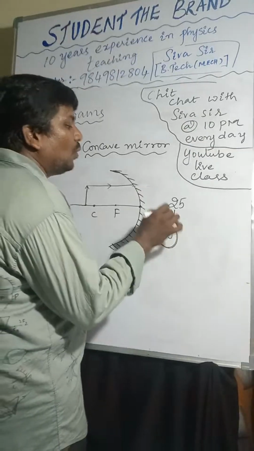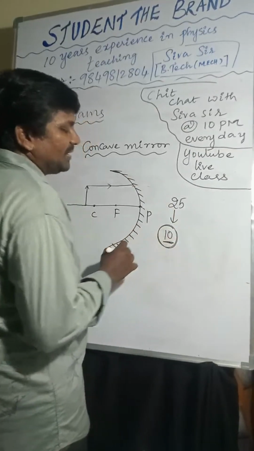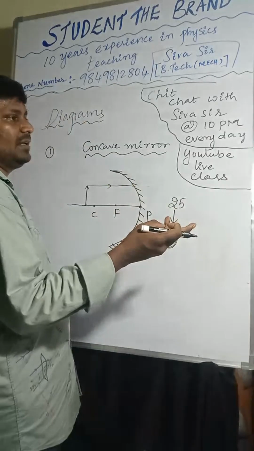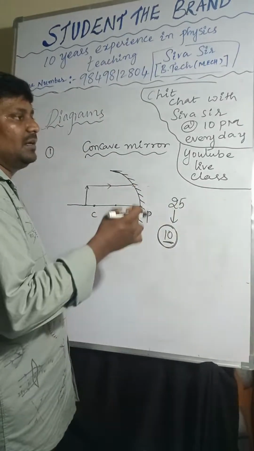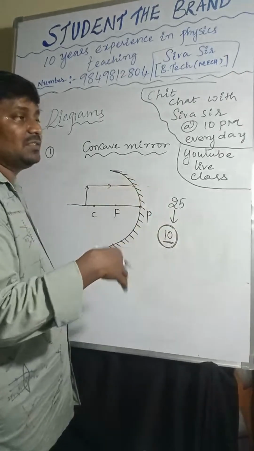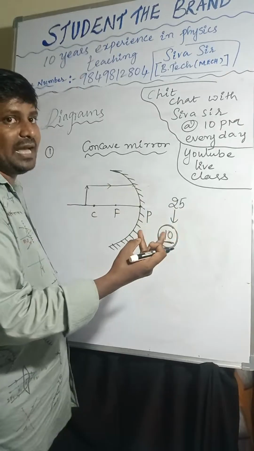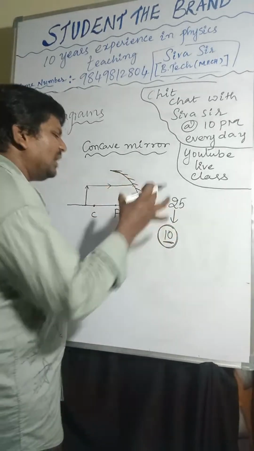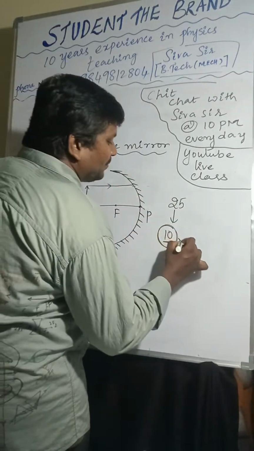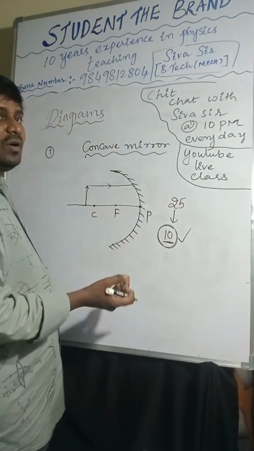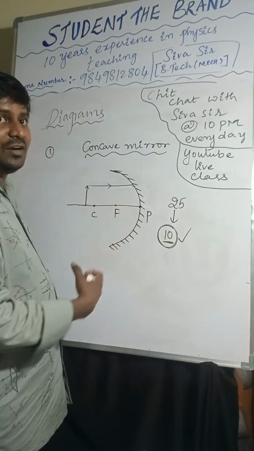If you practice diagrams from the human eye, magnetic effects of electric current, light chapter, and electricity, also series and parallel related diagrams and electrical appliances diagrams, then you will get a minimum of 10 marks. But not only diagrams, you also have to prepare the content.